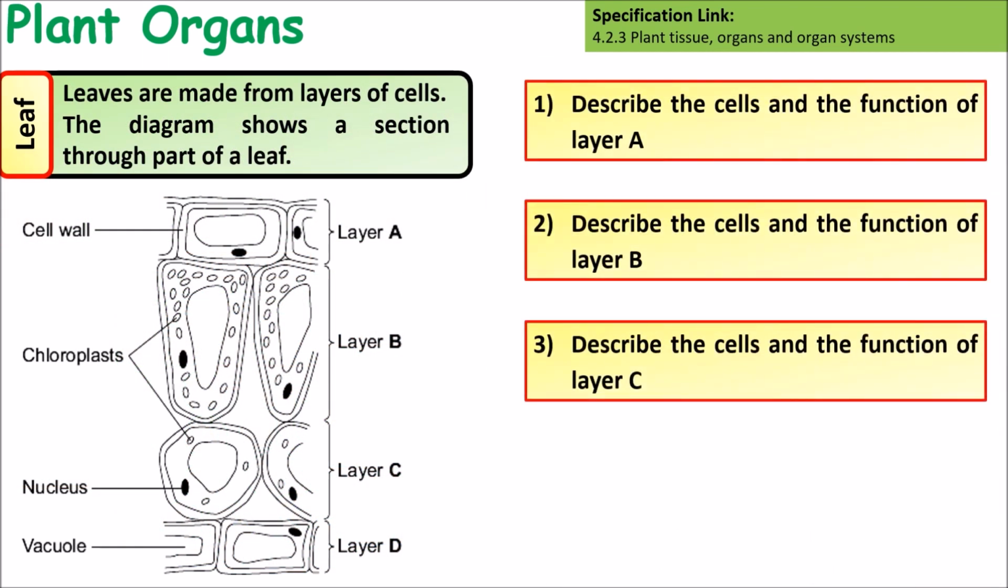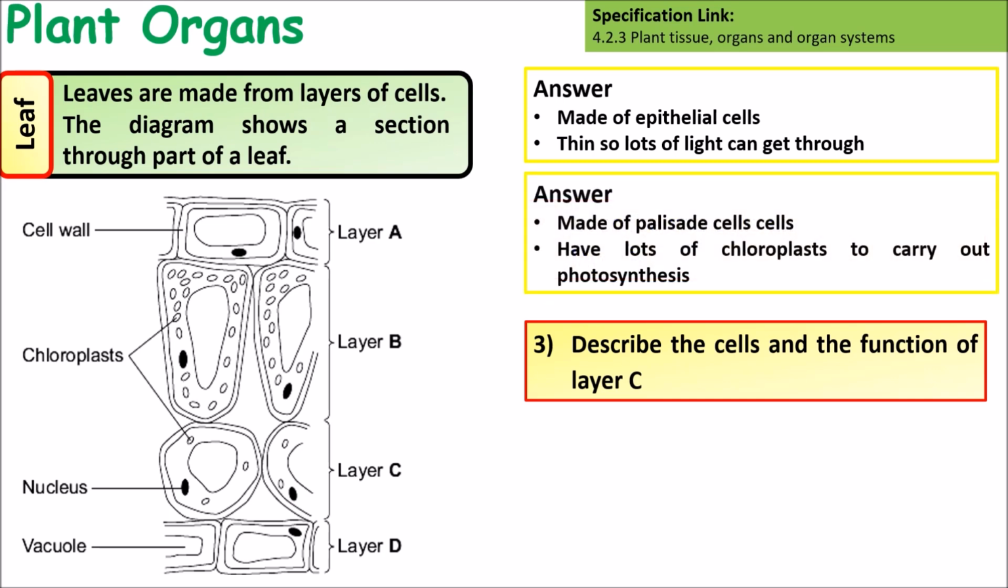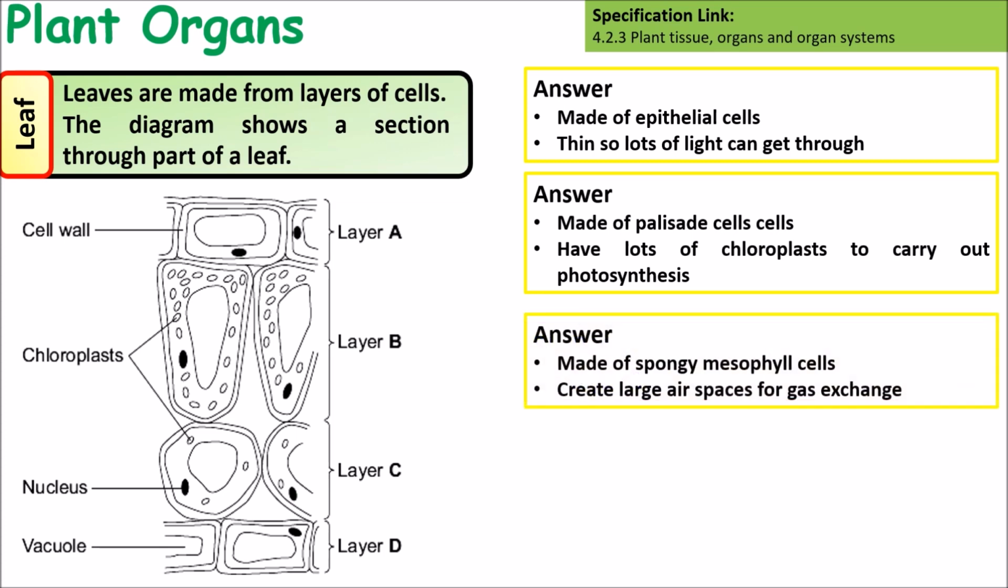So if we look at this question, describe the function of layer A. Layer A is an upper epithelial layer. It's thin, so lots of light can get through. Same again with layer B. Layer B is made out of palisade cells. They have lots of chloroplasts and carry out lots of photosynthesis. And finally, layer C. Layer C is made out of spongy mesophyll cells, which create large air spaces for gas exchange to take place.